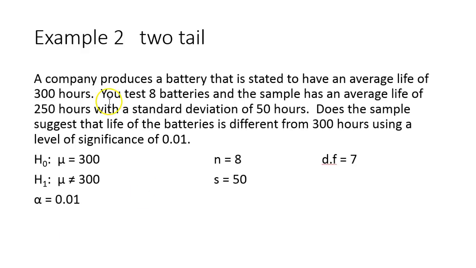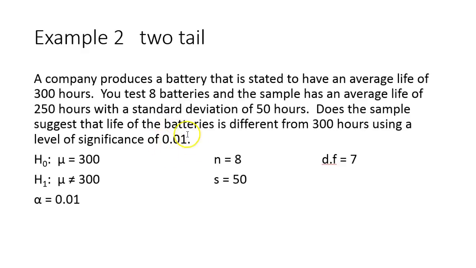So let's do a second example with a two-tailed test. Here, average battery life is known to be 300 hours. We test 8 batteries that have an average life of 250 hours, and that sample has a standard deviation of 50 hours. And the question is, does the sample suggest that the life of the batteries is different from 300 hours using a level of significance of 0.01 or 1%?